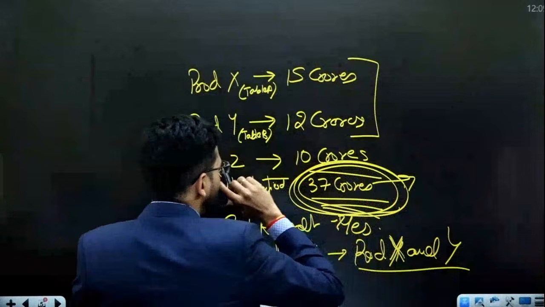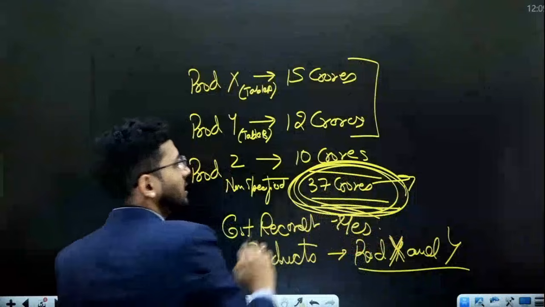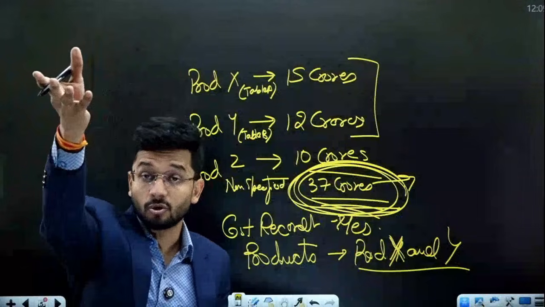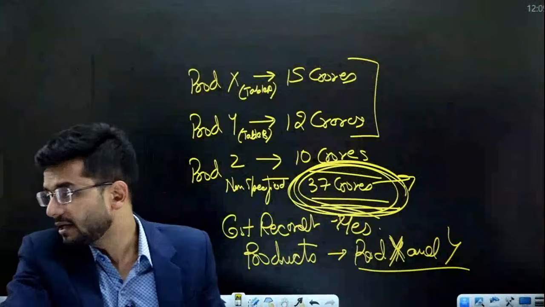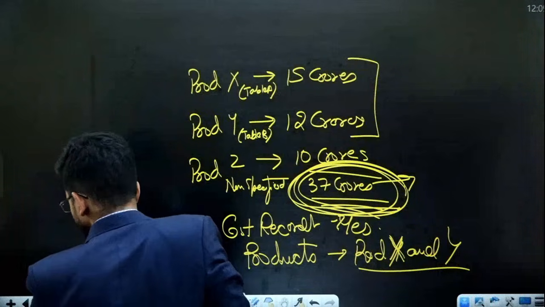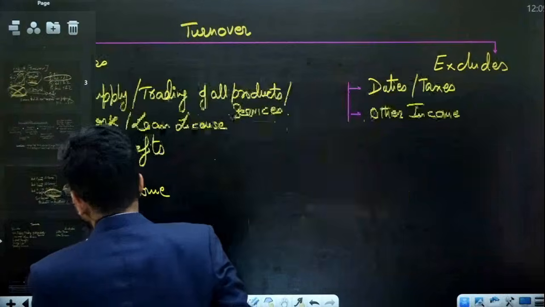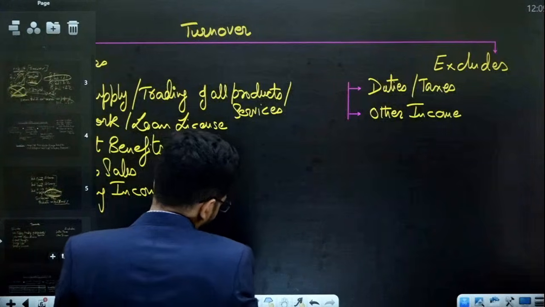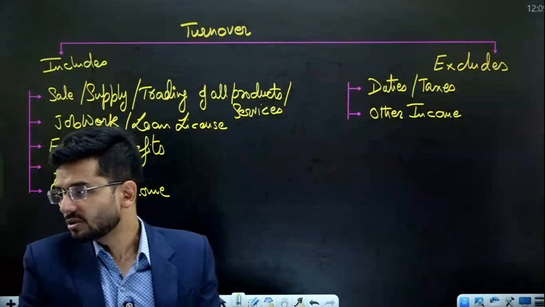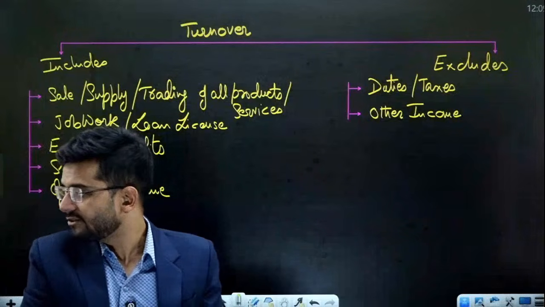Okay. So the overall turnover of the company is to be seen, guys. While deciding for cost records, the overall turnover of the company is to be seen, and the overall turnover of this company is 37 crore, which is more than 35 crore. Cost record is required to be prepared. Now, sir, please tell us what things are to be excluded and what things are to be included in the turnover definition.